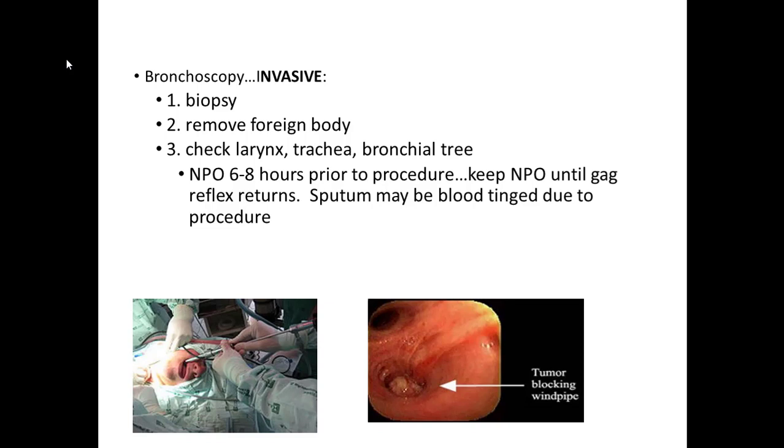So we just need to make sure we're watching their airway and waiting for that gag reflex to come back. Most important thing with a bronchoscopy.